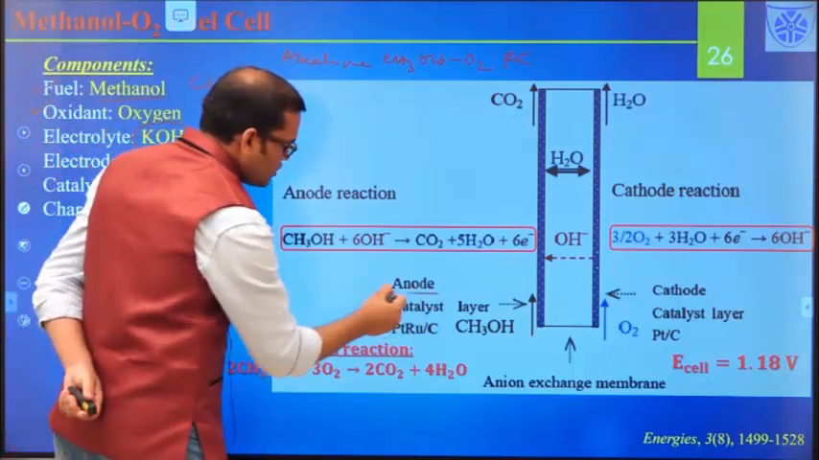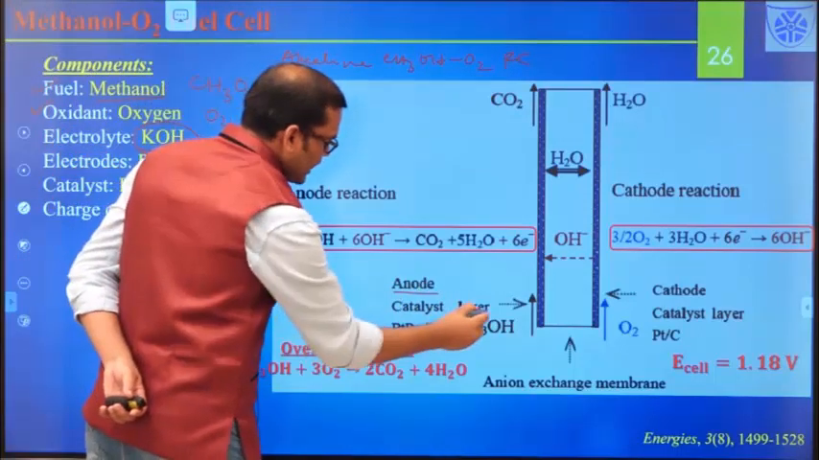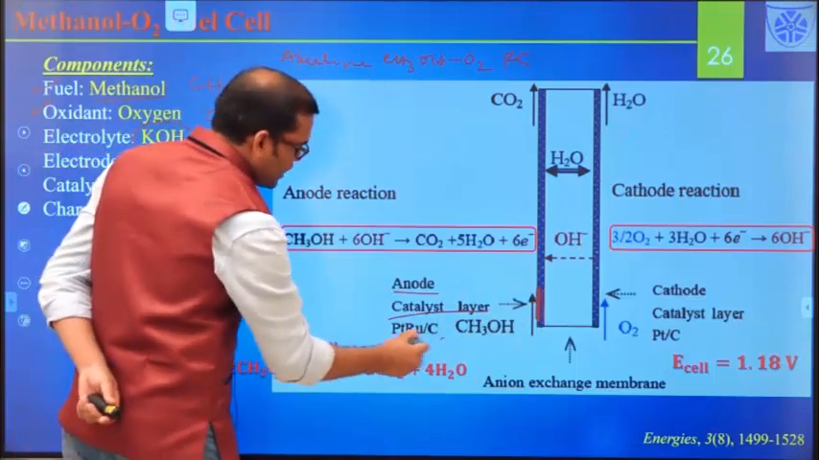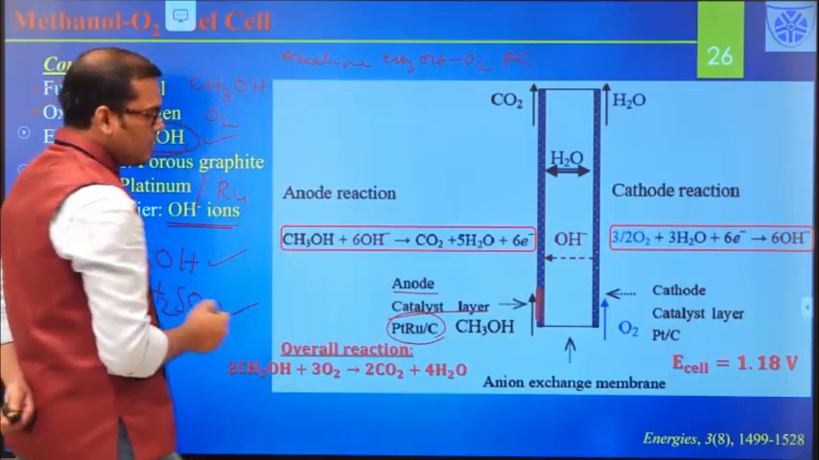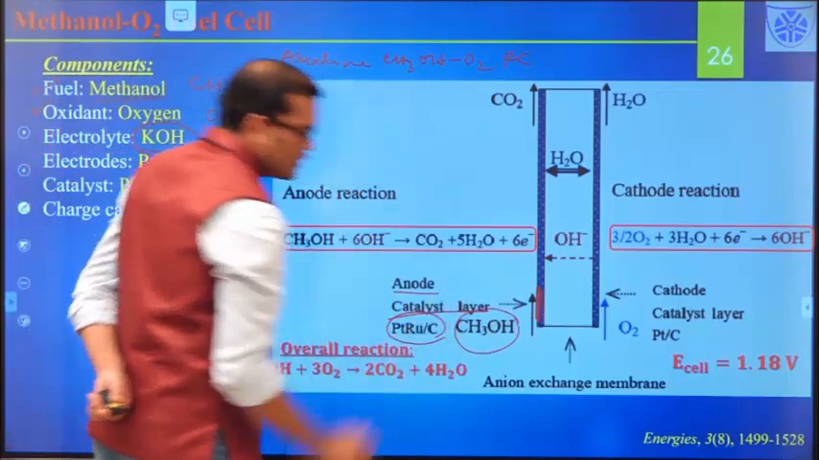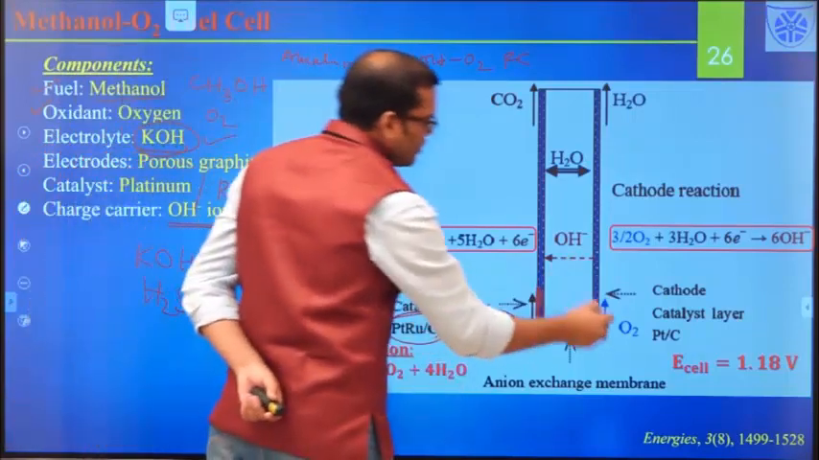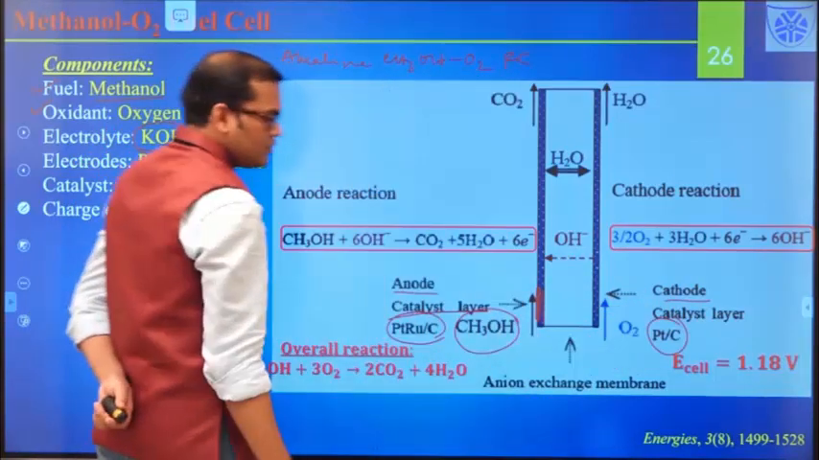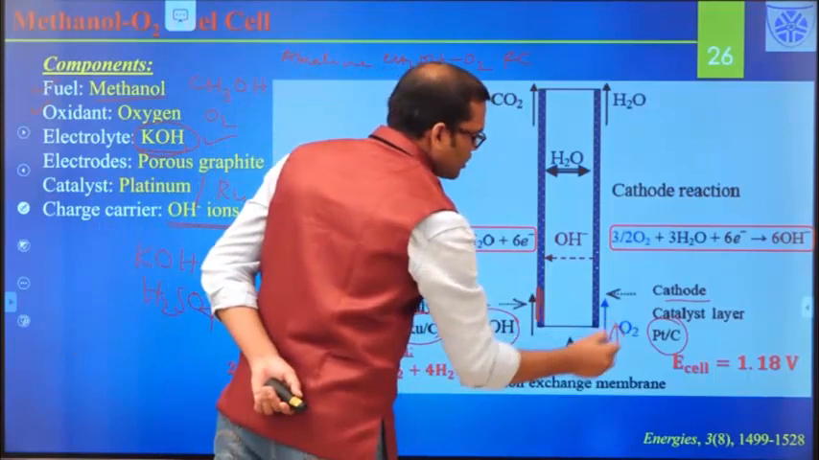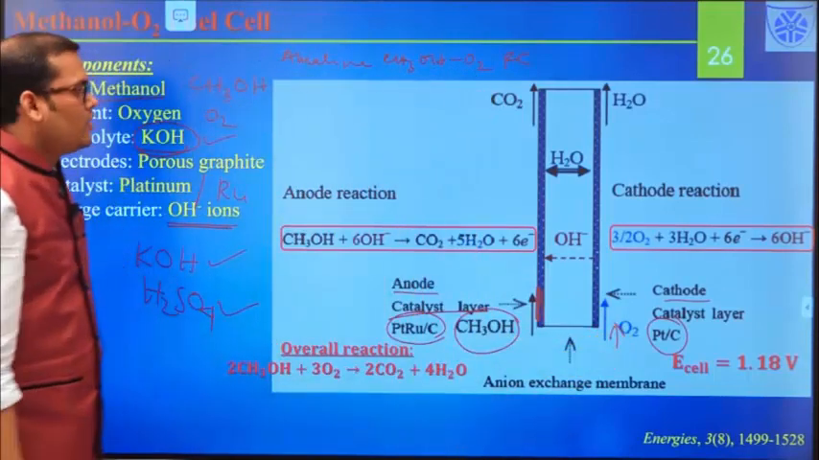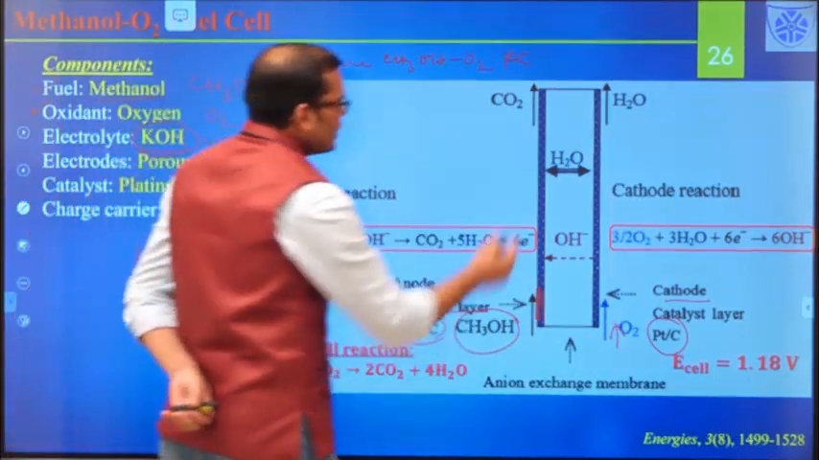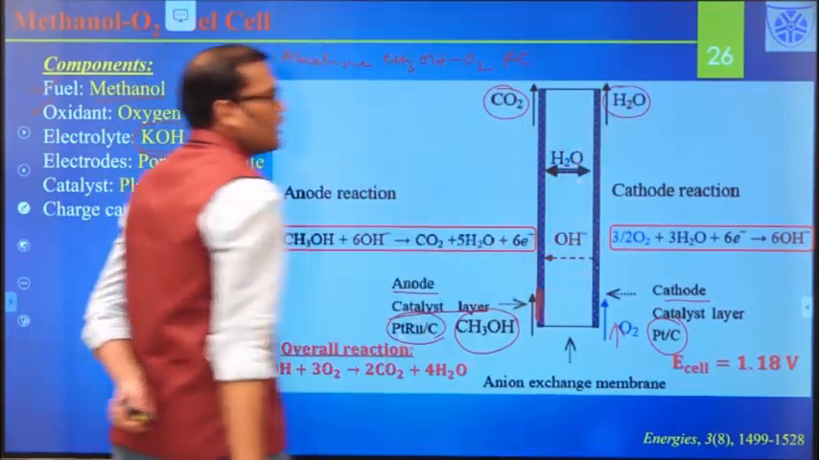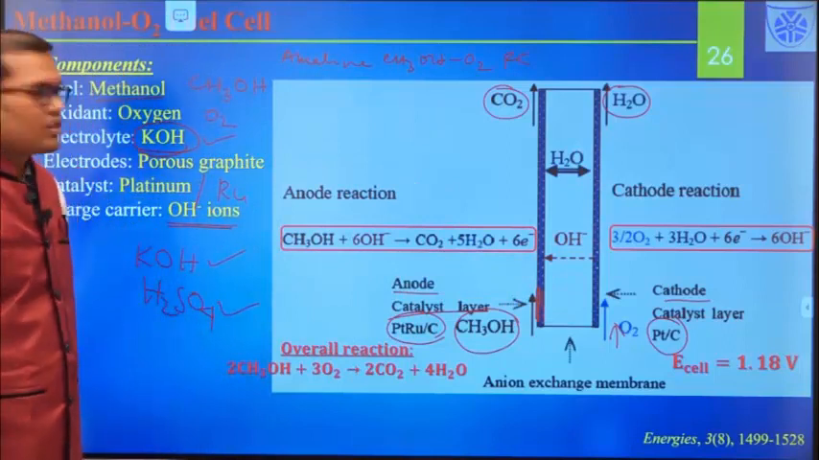So let us see what are the components and the electrochemical reactions occurring here. So as I told you, this is the anode, the catalyst layer which is coated on that electrode surface, which is platinum ruthenium/carbon, and we are providing the fuel as methanol. At the cathode side, the catalyst here is platinum/carbon, and we are purging oxygen gas at the cathode side. So at the end you will get carbon dioxide and water as exhaust from this methanol oxygen fuel cell.